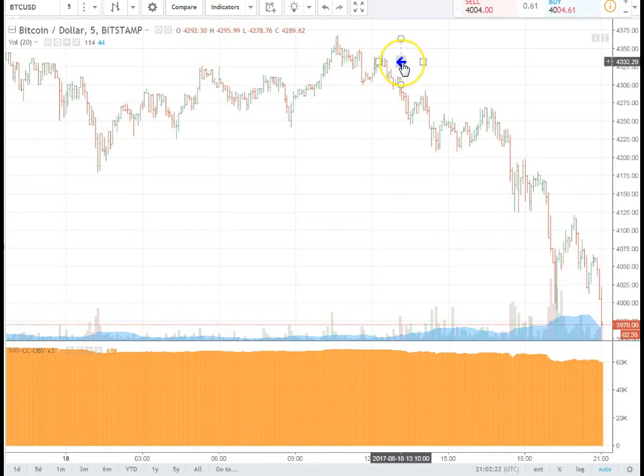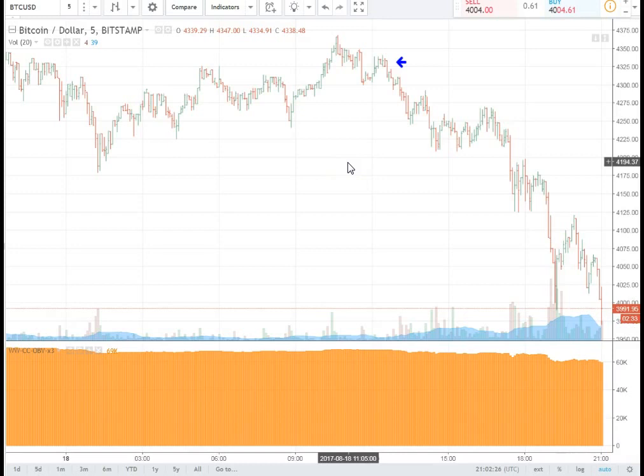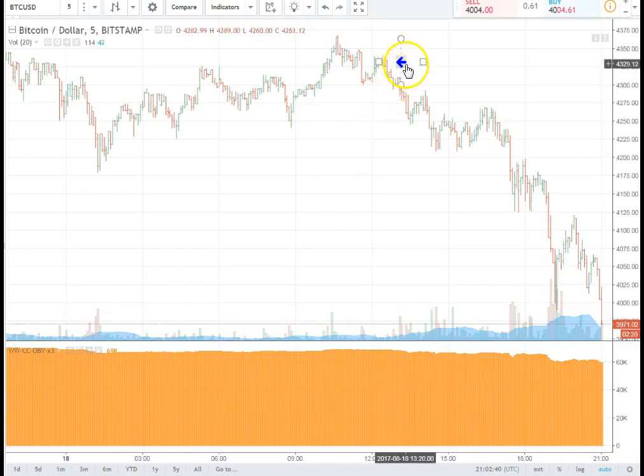So the blue arrow shows the first point where you would enter a short position. Again, you have no positions, you go short first with the idea of buying back at a lower price. So instead of buying low and selling high, you're selling high and then buying low. So we sell short here.